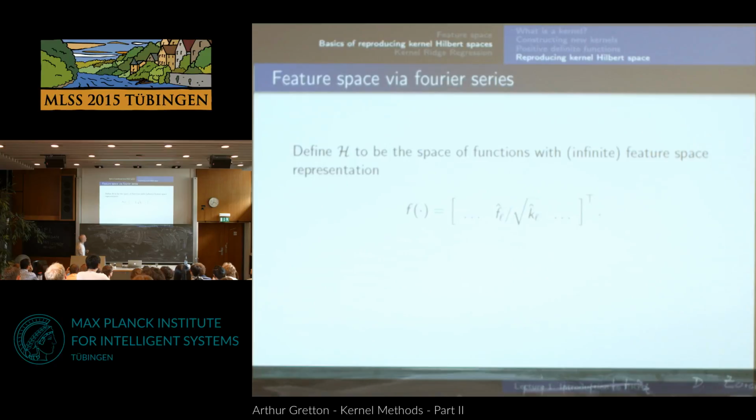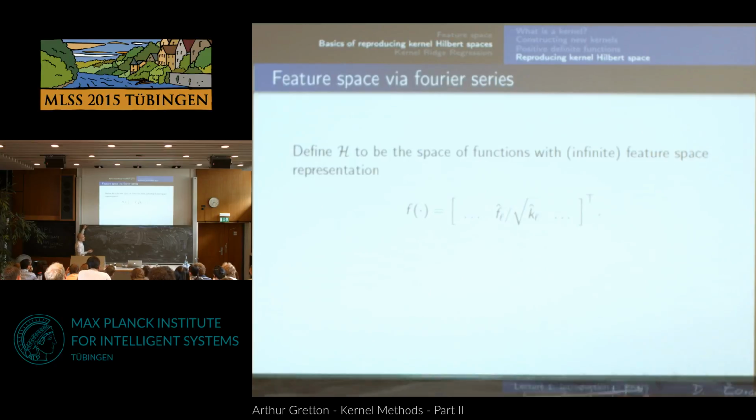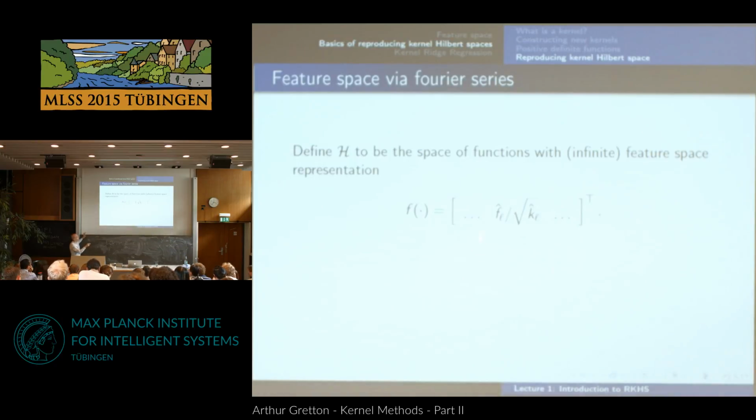So my lth component of my function, I'm going to define using the Fourier coefficient of that function divided by the square root of the Fourier coefficient of my kernel. So that's what this entry here is, okay? And then my feature of x, my lth feature, is going to be the square root of the lth Fourier coefficient of the kernel multiplied by the corresponding complex exponential, okay? So that's my function, that's my feature map.